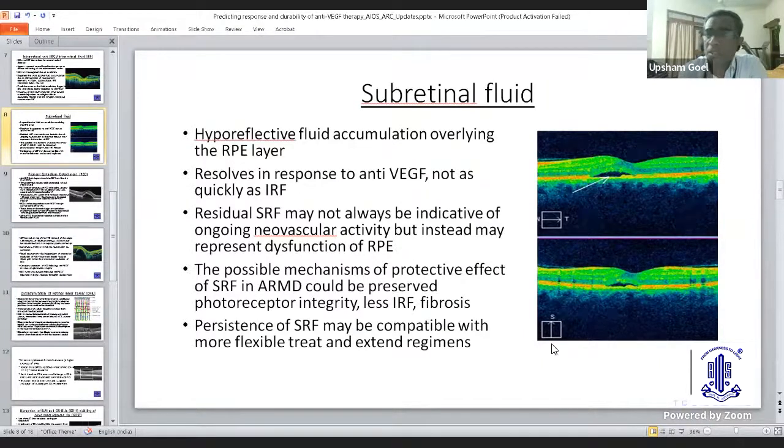So it is believed, because there were many talks about how much fluid will we tolerate, it's agreed that IRF, intraretinal fluid, is something you will not tolerate, and subretinal fluid is something which, if it is really not going away, then you may leave it alone. Because trying to remove that little element of fluid may actually cause more damage because of mitochondrial apoptosis, which takes place with every VEGF injection.